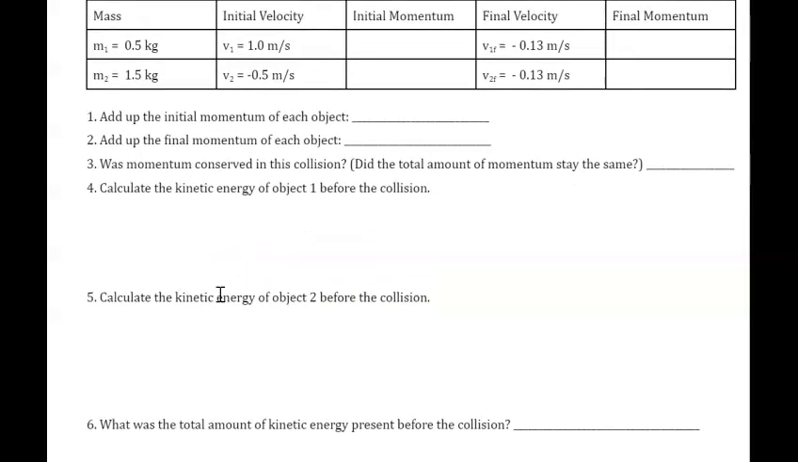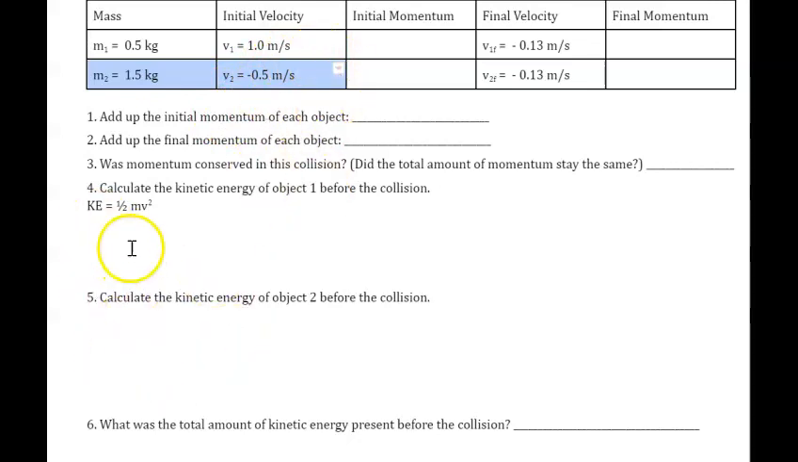4 and 5, I'm asking you to calculate the kinetic energy of object 1 before the collision. For that, you're going to be using those two numbers, the mass, 0.5 kilograms, and the velocity, 1.0 meters per second. So for question 4, you'll be using the formula KE equals 1/2 mv squared. Same for question 5, same formula, but now we'll be using these two numbers. The one for mass 2, or object 2, and velocity 2, negative 0.5 meters per second.